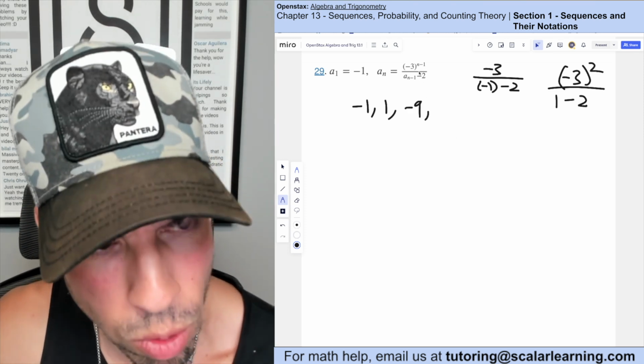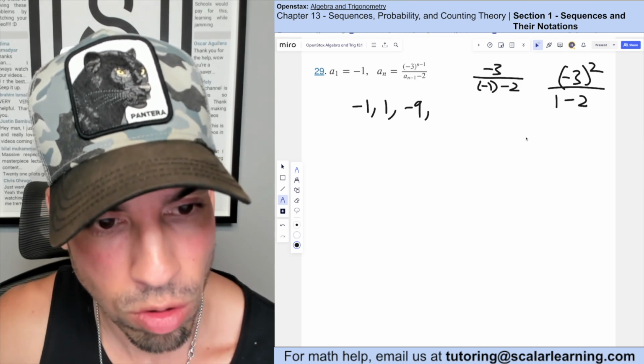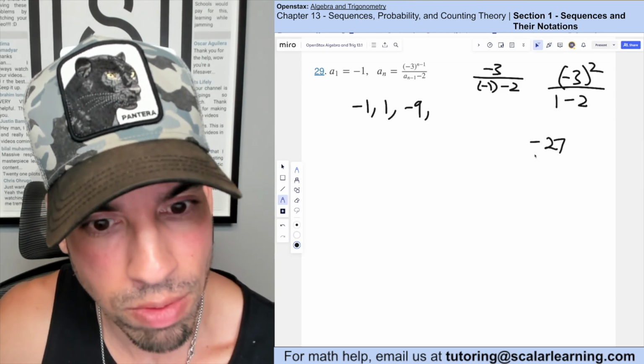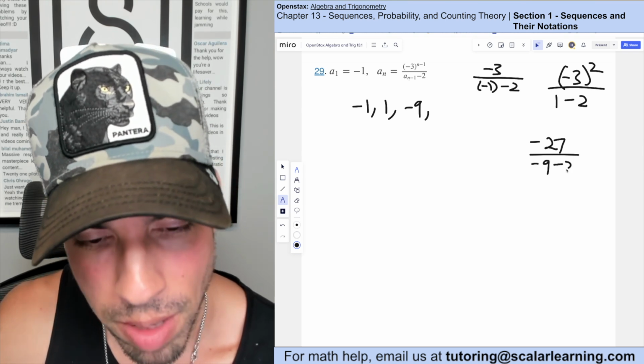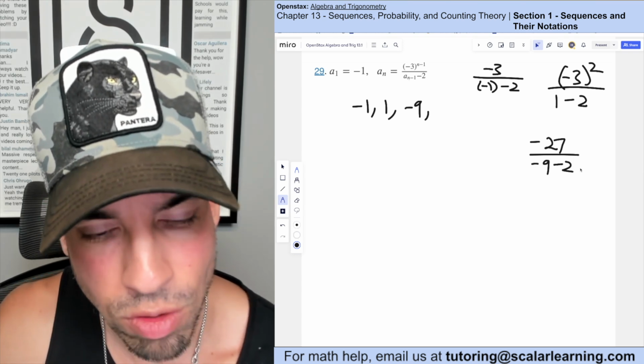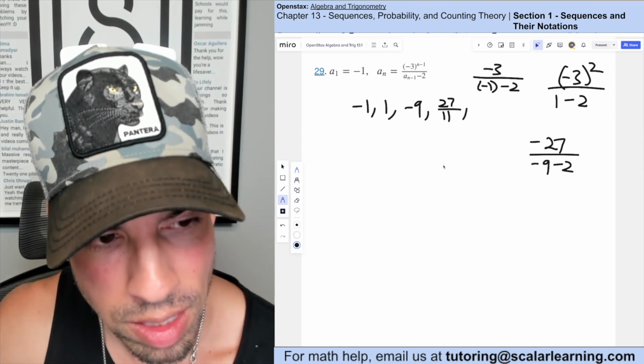Okay, moving on to the fourth term. Now we're going to plug in 4. 4 minus 1 is 3. Negative 3 to the third power is negative 27 over that previous term. Negative 9 minus 2. That's going to be negative 27 over negative 11. We'll just say 27 over 11 as the negatives cancel out.